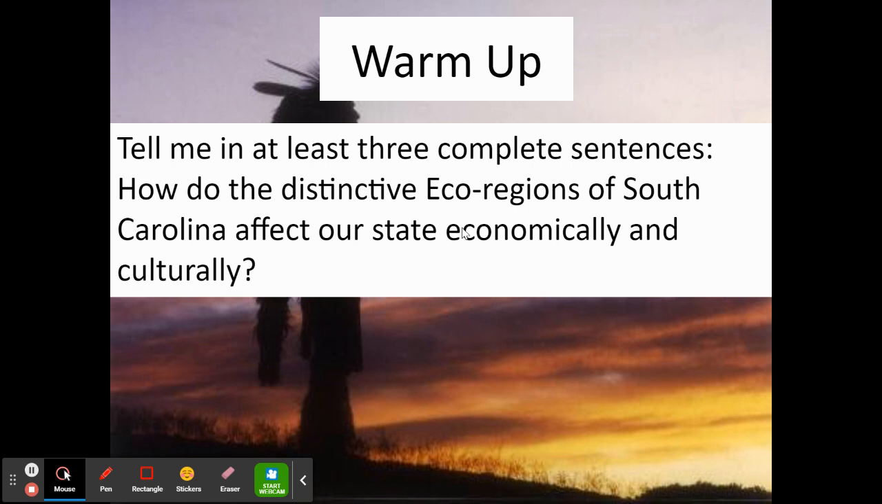Here's what your warm-up was. It was a request for you to tell me in at least 3 complete sentences, how do the distinctive ecoregions of South Carolina affect our state economically and culturally? If you did the readings in the PDF that I had posted earlier, you should be able to make a discernment about what exactly went on in South Carolina. What was the environment like? What did those environmental factors allow people to do for business or not allow them to do for business? And then culturally, how did it shape our state's history?